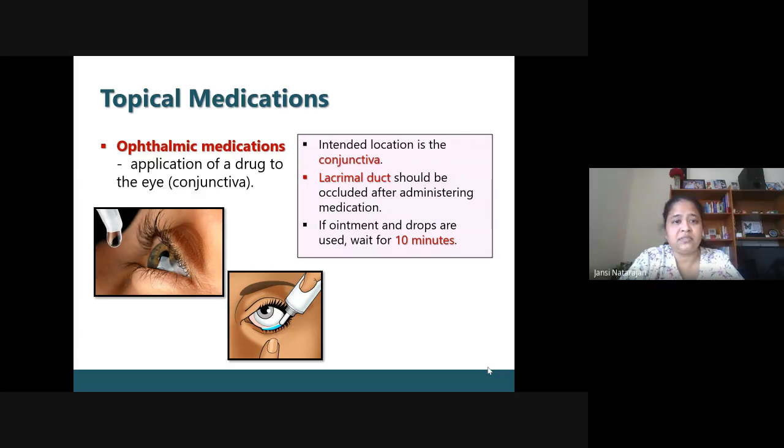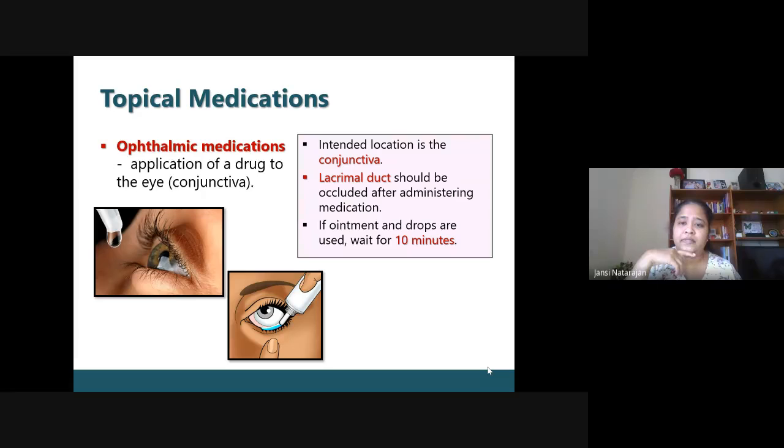Okay, the first one is medications which we instill into the eyes. As you know this terminology, it is ophthalmic medications. Whenever you want to put anything into the eyes, they are called ophthalmic medications. Okay, so where are we applying these medications? Into the conjunctiva. All of you know it is the lower portion of your eye. If you pull it and see, you can see a sac, a bag-like thing. Okay, actually we are going to put the medicines into that conjunctival sac.